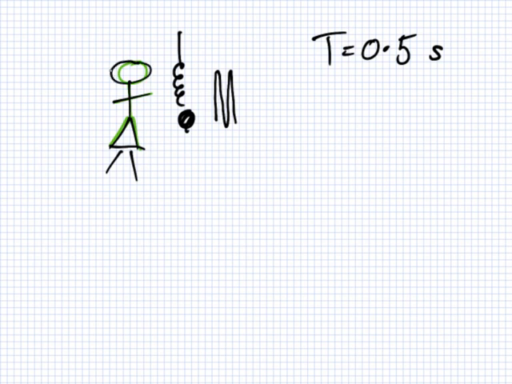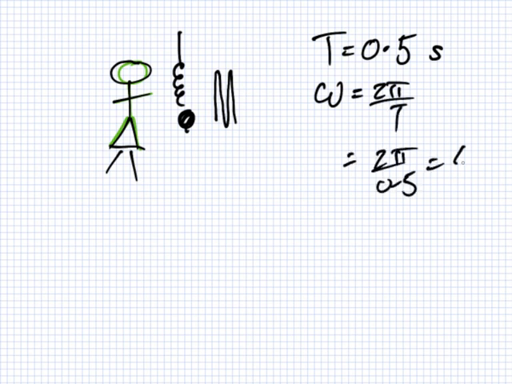Okay, got that? Right, so let's calculate the omega. That's 2 pi over T, which will be 2 pi over 0.5, which is 4 pi, which is 12.6 radians per second. Omega is angular velocity.